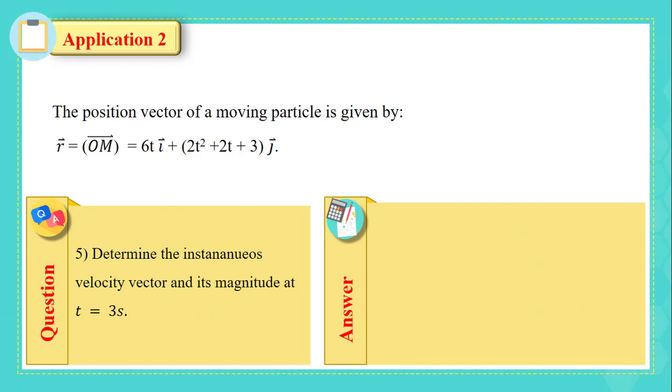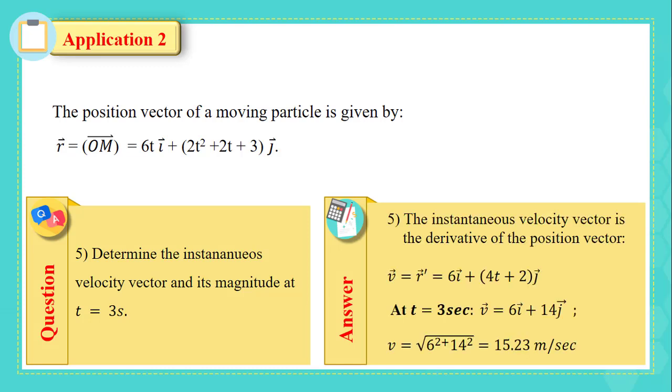In part 5, we have to determine the instantaneous velocity vector and its magnitude at t is equal to 3 seconds. First of all, we know that the instantaneous velocity vector is the derivative of the position vector. Then, v will be equal to r prime, which is 6i plus (4t plus 2)j. Now we substitute t is equal to 3 seconds in the equation of v. It will give 6i plus 14j. Its magnitude is radical 6 squared plus 14 squared, which is equal to 15.23 meters per second.